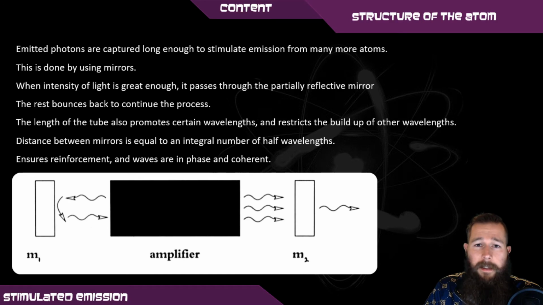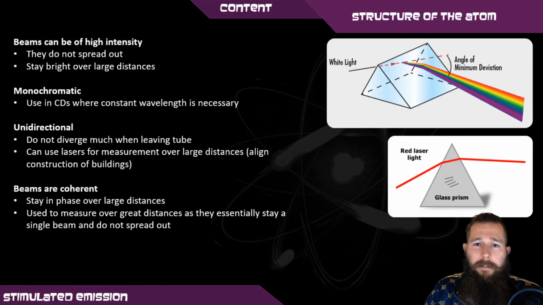Finally, the light that is produced is obviously the same energy due to the energy level drop, in phase and coherent. So the benefits and applications of lasers include that the beams can be of very high intensity, meaning they don't spread out over large distances. They are monochromatic, meaning they have the same frequency or wavelength. Unidirectional, where they don't diverge much when they leave the tube. And also coherent, so they stay in phase over long distances.